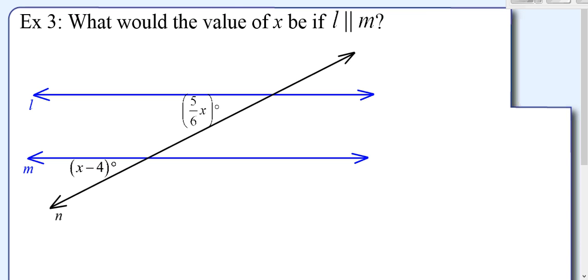So these two angles are drawn out. The lines are parallel. We're told they're parallel. So that means that we've got those angle relationships. So these angles right here, those are corresponding in their positions, which means they are congruent. They're equal to each other. Since they're corresponding, that means they are equal. So x minus 4 equals a fraction.